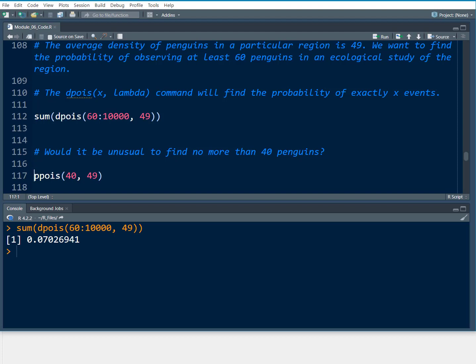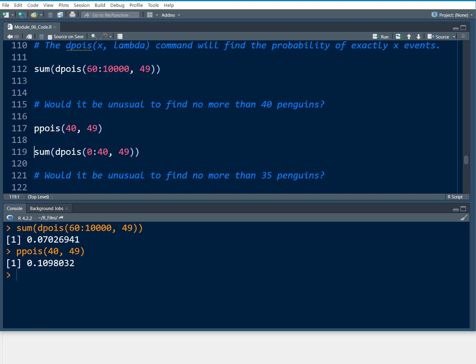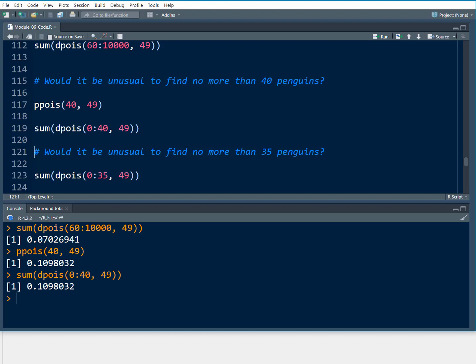Would it be unusual to find no more than 40 penguins? We can either use the ppois(40, 49) command, or sum the probabilities associated with the values 0 to 40. We find this probability to be 0.1098, which is not particularly an unusually small value. It means that we would expect to find no more than 40 penguins about 11% of the time. Generally, we will use a cutoff of 0.05, which corresponds to 5%, to categorize something as an unusual event.